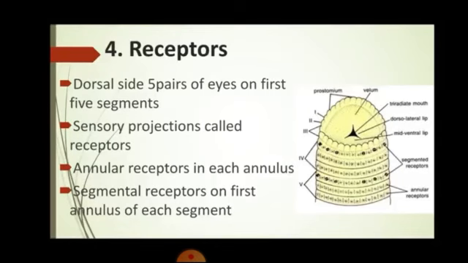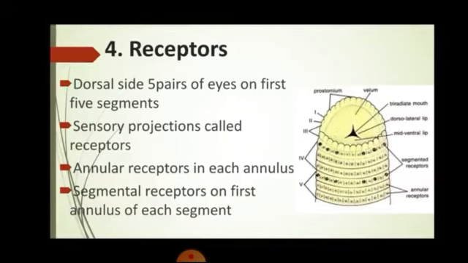Receptors. Each segment of leech has a number of sensory projections called receptors. On the dorsal side, there are 5 pairs of eyes which are present on the first 5 segments. And the receptors are of 2 types. Number 1 is annular, number 2 is segmental. So annular receptors are located in each annulus. I hope you remember what is annulus.